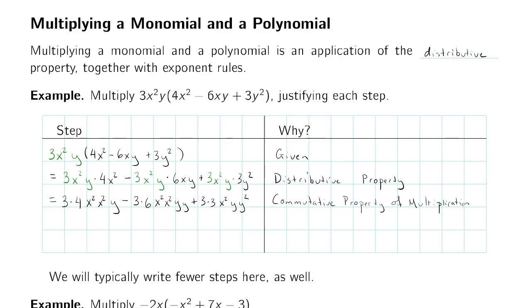Next, I'm going to multiply numbers and apply the exponent rules. So 3 times 4, I have 12. X squared times x squared, that's x to the 2 plus 2. And then there's only one y there. 3 times 6 is 18. X squared times x squared.